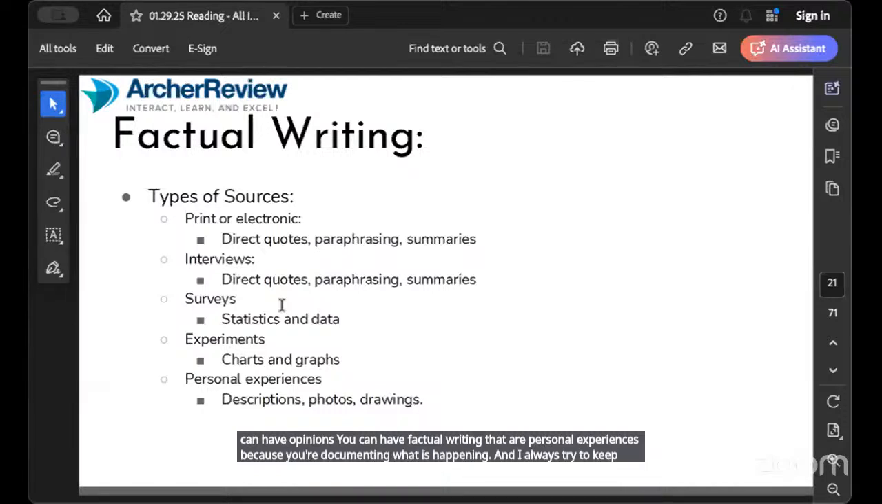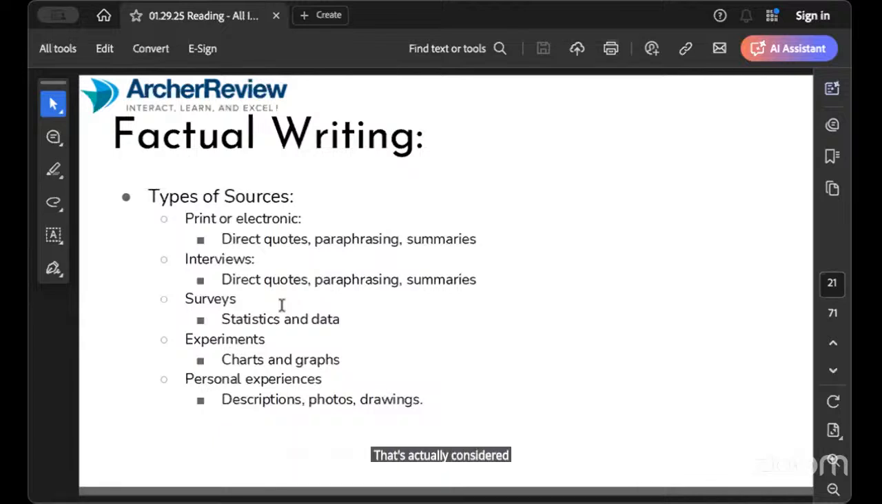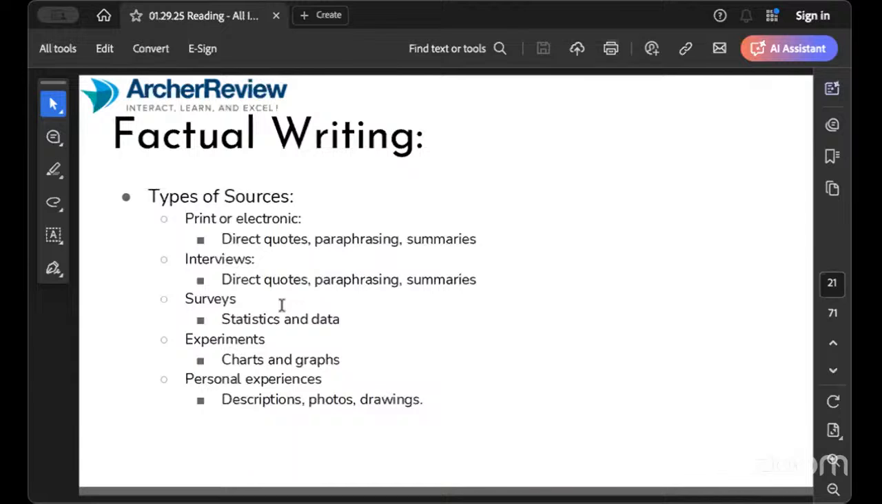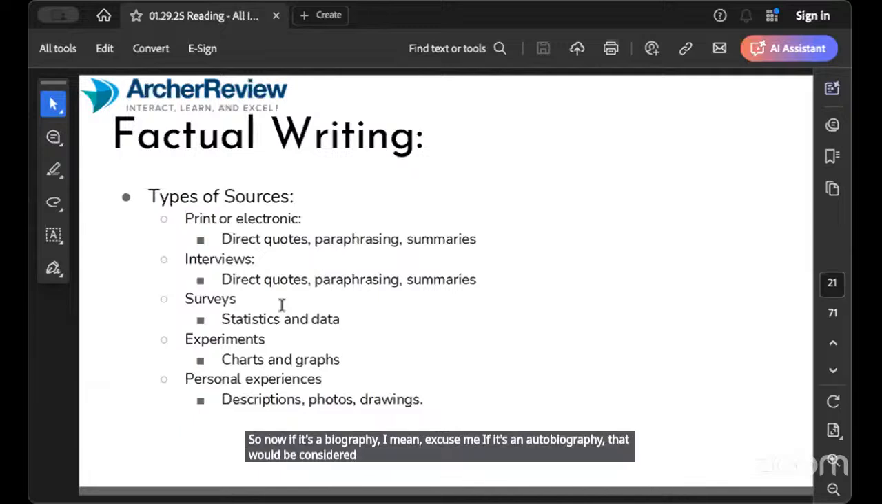I know not very many people probably read this anymore, but have you ever read Anne Frank's diary? That's actually considered factual writing because that's a firsthand account of what she witnessed and what she experienced. So now, if it's an autobiography, that would be considered factual writing.